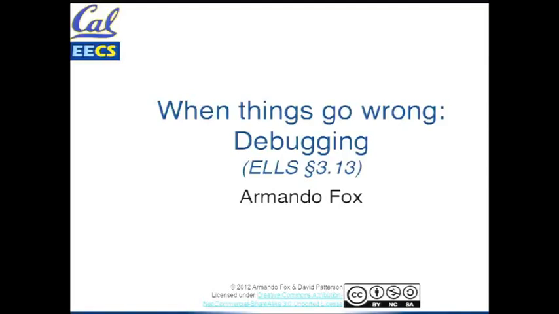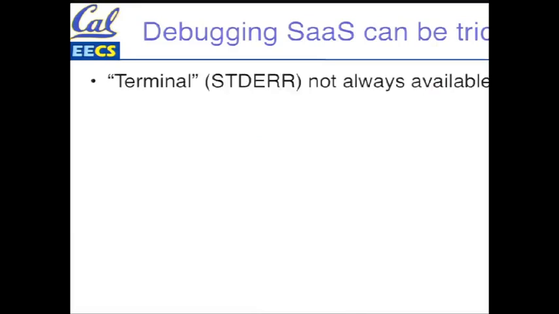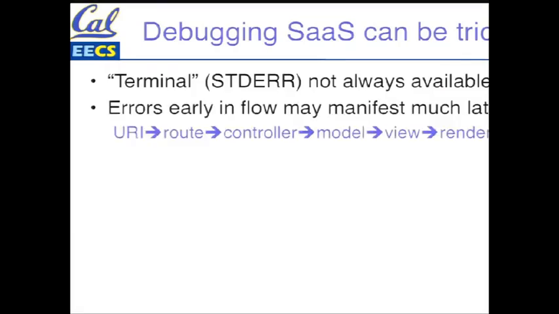What happens when things go wrong, as they will. So compared to debugging non-SaaS applications, there are some difficulties that you might not have thought of. For example, if you're used to printing things on the terminal, like to standard error, it's not clear what standard error means for a web app whose primary form of I/O is through HTTP requests and responses. And also, because there's this long list of moving parts, something that goes wrong in the controller might not manifest until the rendering step, which is many steps later.